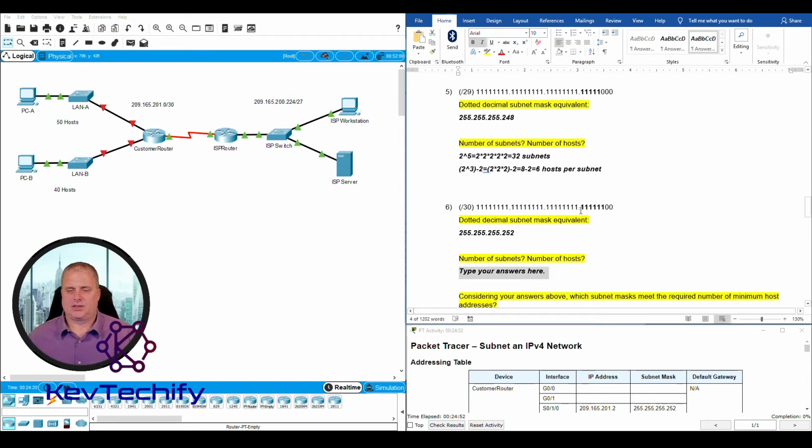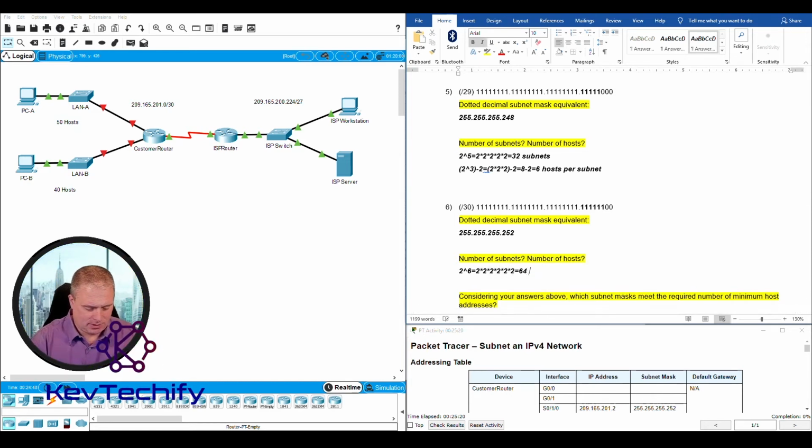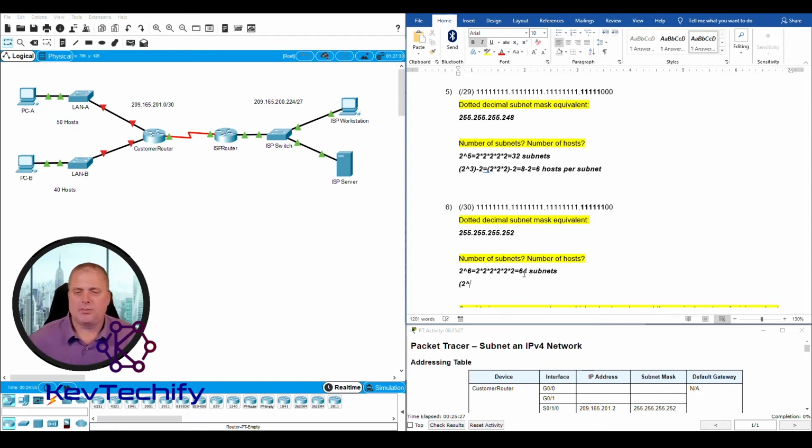Number of subnets. 2 to the number of bits in the network portion. Number of bits we are borrowing. We are borrowing 6. 2 to the 6, which is equal to 2 times 2 times 2 times 2 times 2 times 2. Or 2 times 2 is 4, times 2 is 8, times 2 is 16, times 2 is 32, times 2 is 64. 64 subnets.